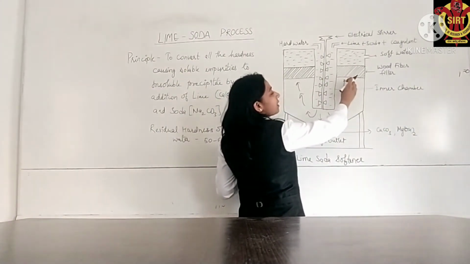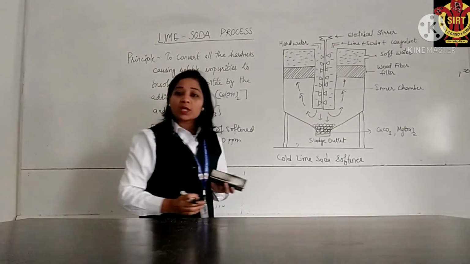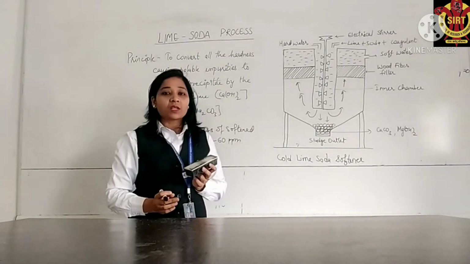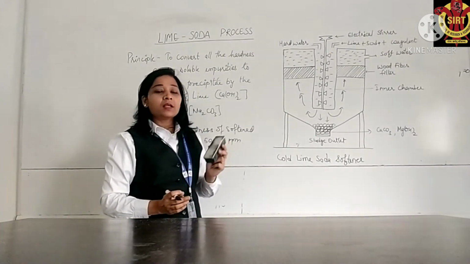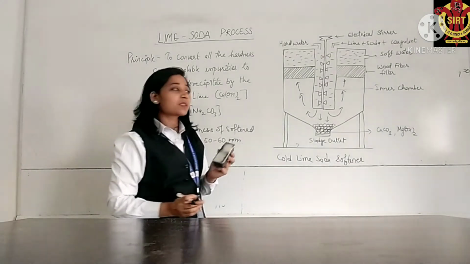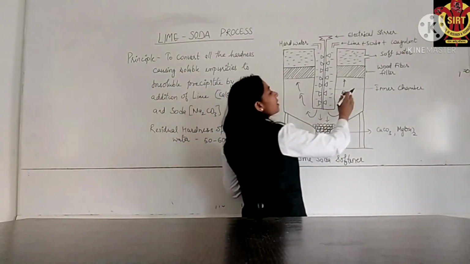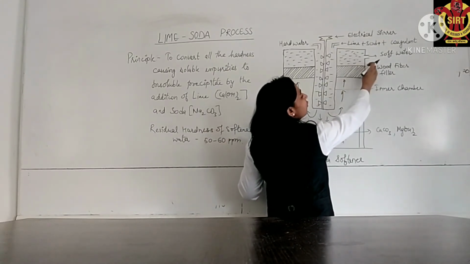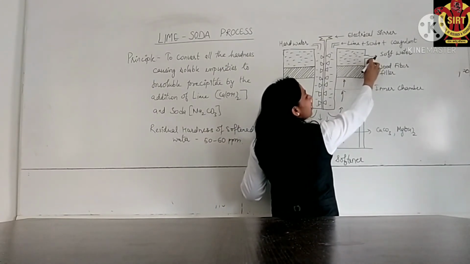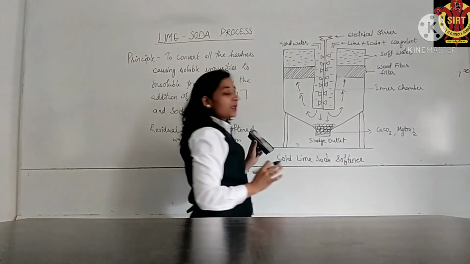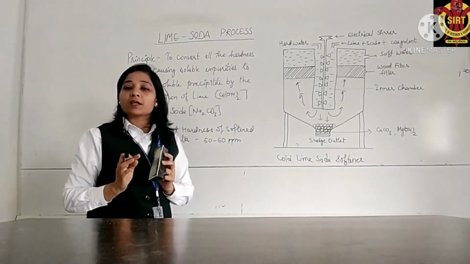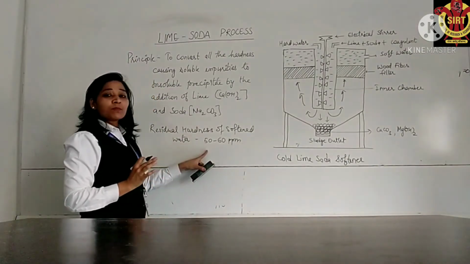wood fiber filter. In the cold lime soda process, we are using a wood fiber filter. That is very important as it ensures the complete removal of the sludge. After passing water through that wood fiber filter, we get soft water from the upper end and we remove it from here. This process leaves water having residual hardness of 50 to 60 ppm.